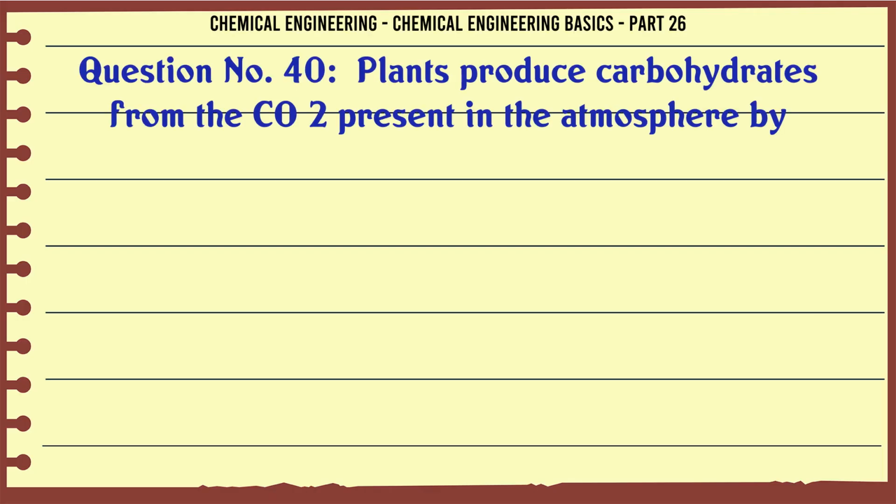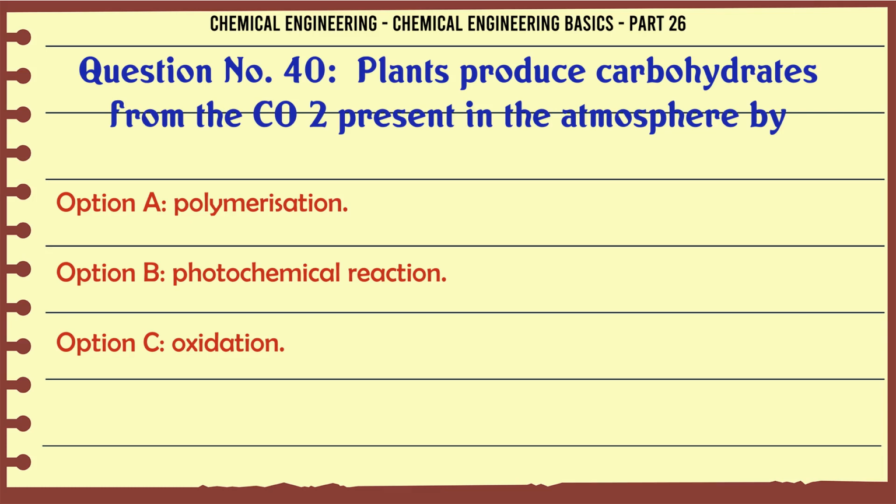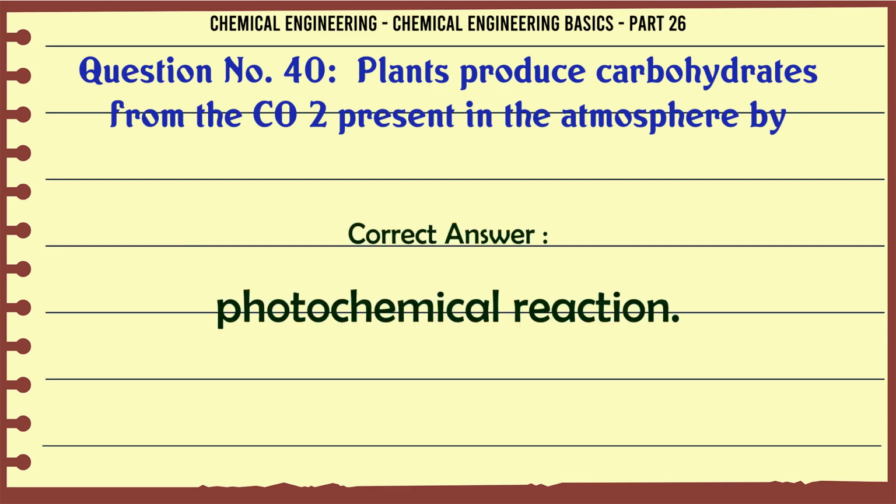Plants produce carbohydrates from the CO2 present in the atmosphere by A. Polymerization. B. Photochemical reaction. C. Oxidation. D. None of these. The correct answer is photochemical reaction.